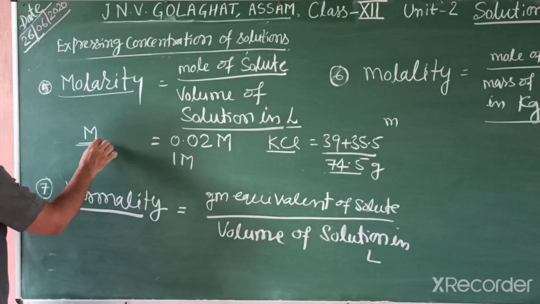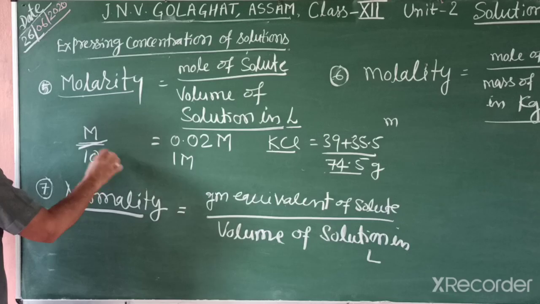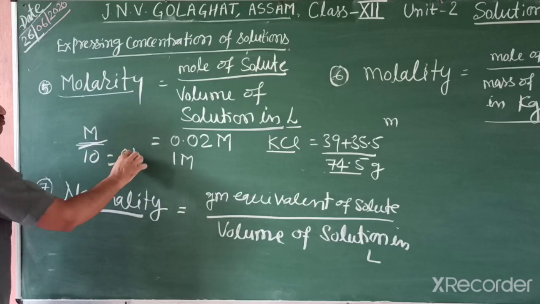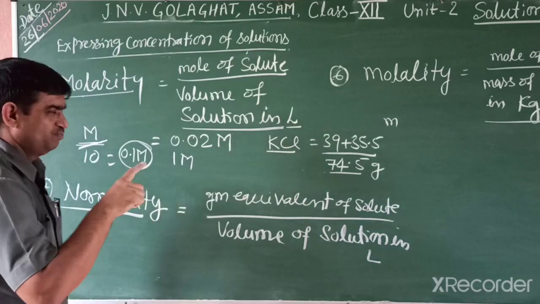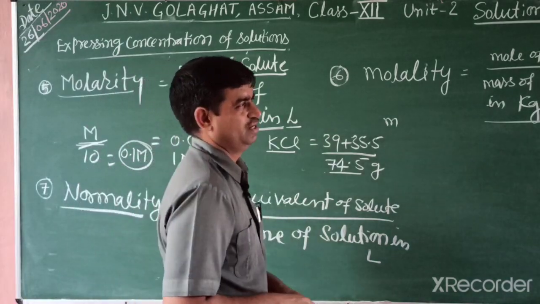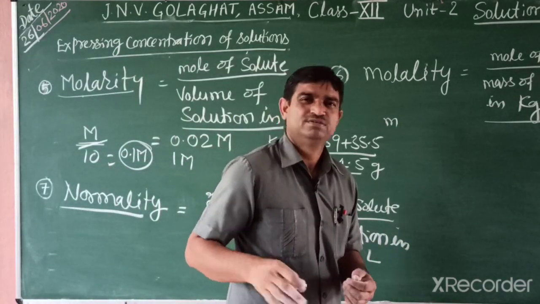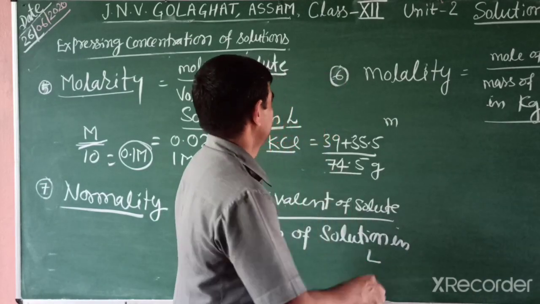If you write M/10, what does it indicate? M/10 means 0.1 mole. So 0.1 mole means 0.1 mole of solute dissolved in 1 liter. We will prepare this solution tomorrow.